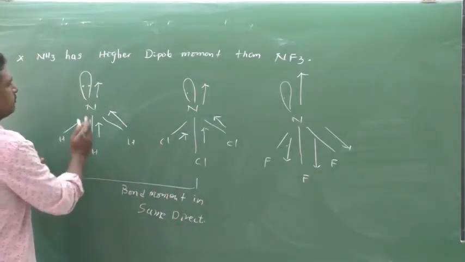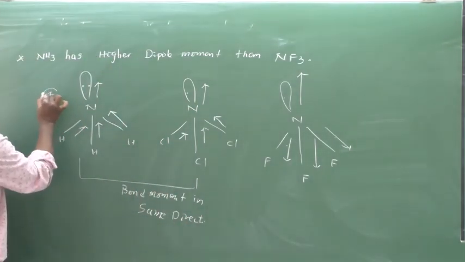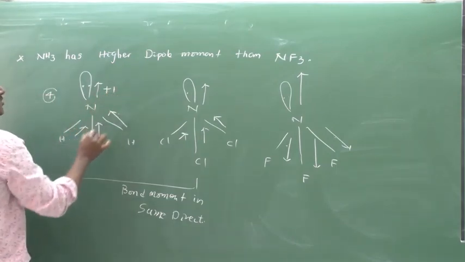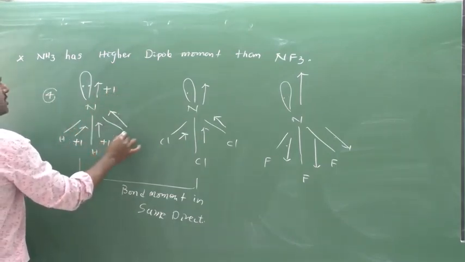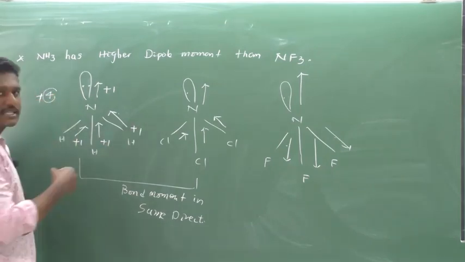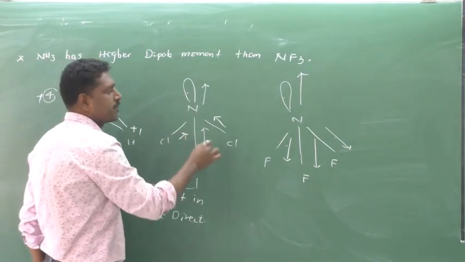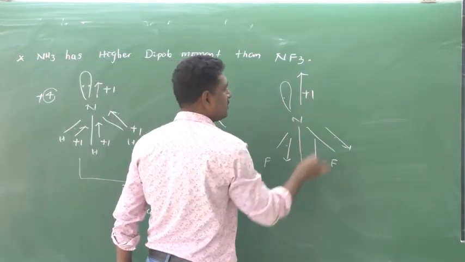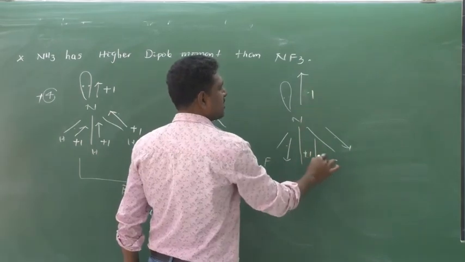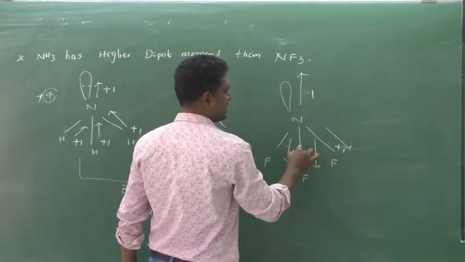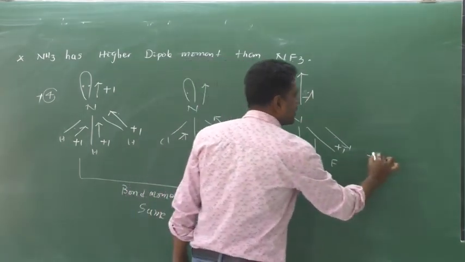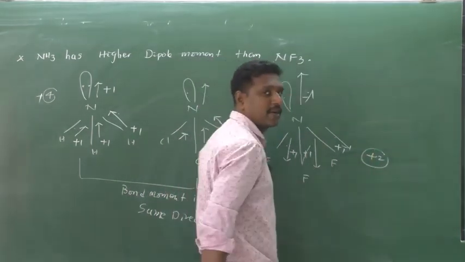Therefore, here 4 bond moments are there: 1, 2, 3, 4. For example, +1, +1, +1, +1, total +4 bond moment. This is an example I am giving. Here also the same, but here this is +1, +1, +1, and here -1. This will cancel. How much do we get? +2 only. The resultant bond moment is +2.